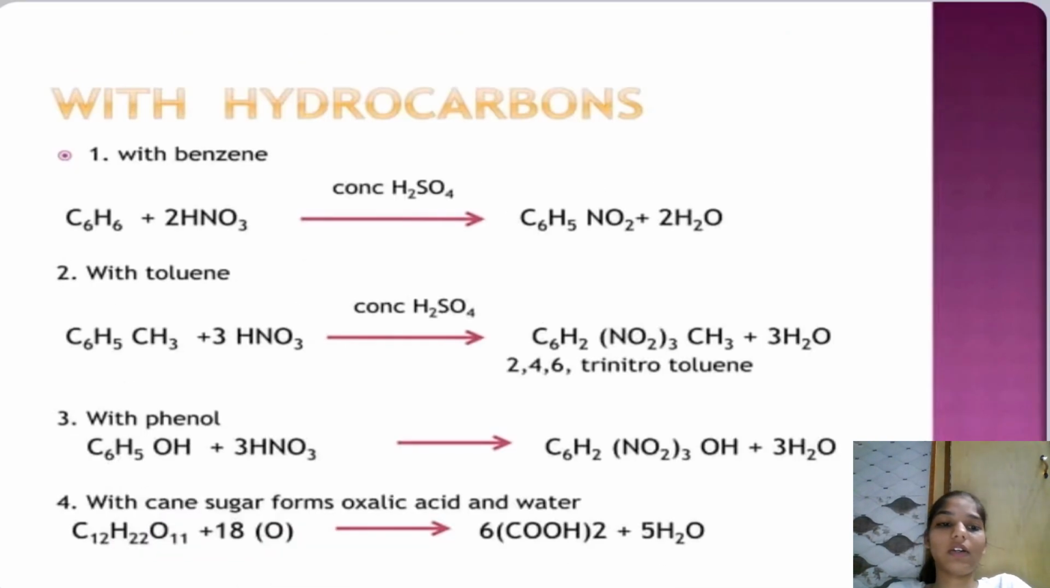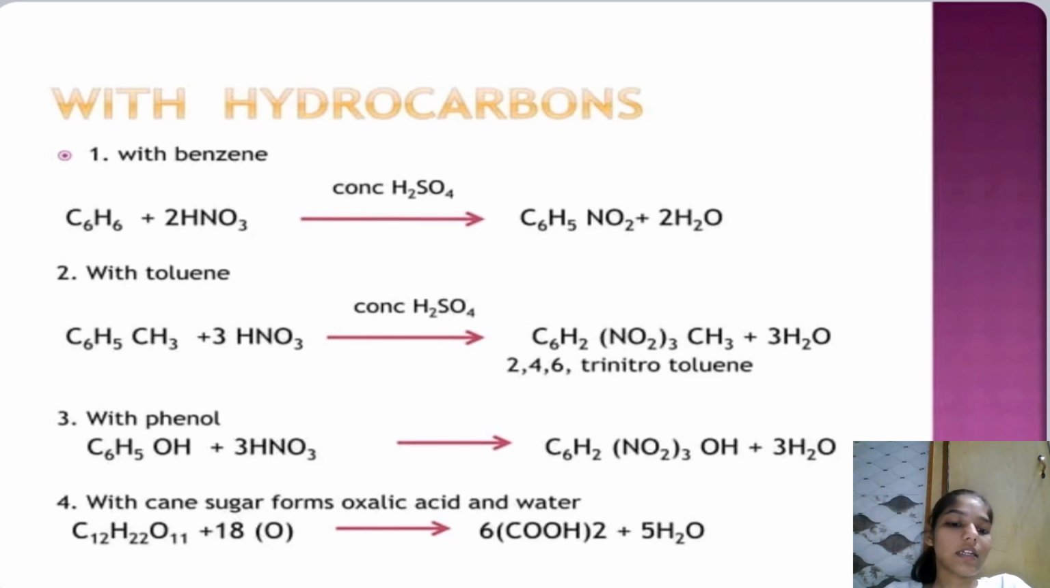Next is with hydrocarbons. First, when nitric acid reacts with benzene in the presence of concentrated H2SO4, we get C6H5NO2, that is nitrobenzene, plus water. Next, when nitric acid reacts with toluene in the presence of concentrated H2SO4, we get 2,4,6-trinitrotoluene plus water.